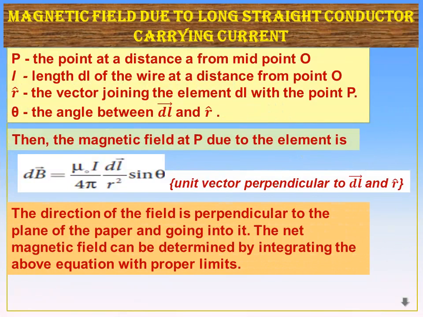Now the direction of the field is perpendicular to the plane of the paper and going into it. The net magnetic field can be determined by integrating the above equation with proper limits. So we are going to integrate the equation dB is equal to mu naught I by 4 pi dl by r square sin theta using proper limits.